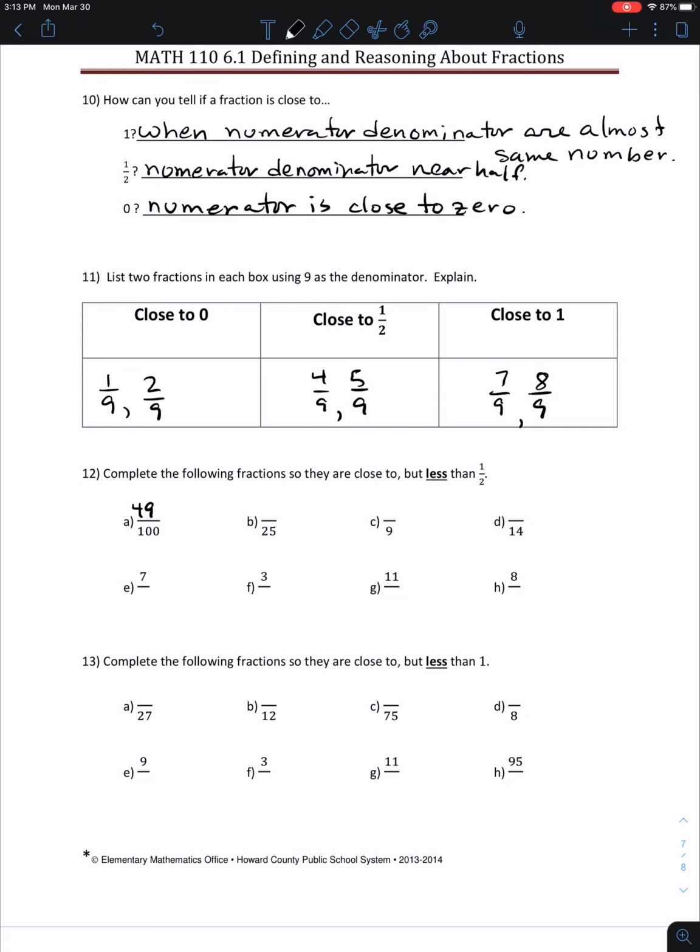So for 13, we want to get something that's close to 1 but less than 1. So for 13a, 27/27 would give us 1 exactly. So if I wanted something a little less, then I'd want to do something like 26/27. So again, I'll let you finish those out. But again, if you have questions about it, don't hesitate to ask.